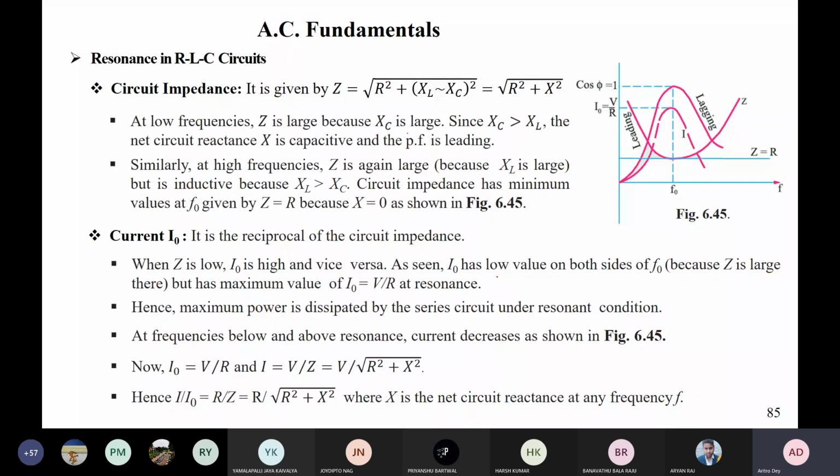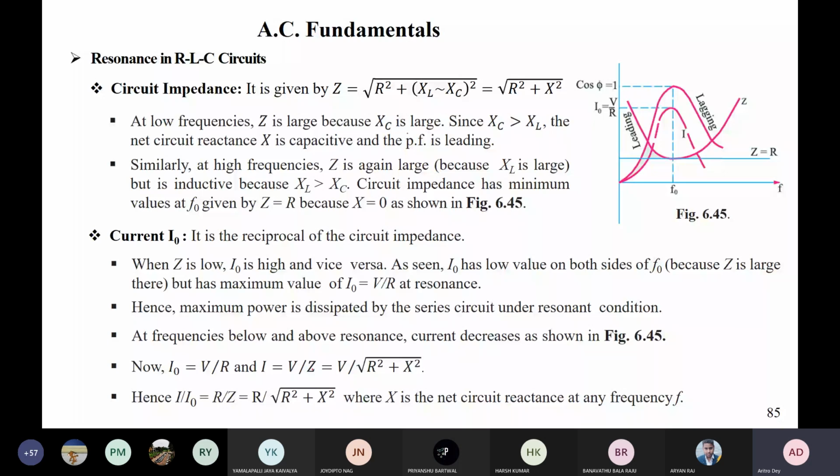And as seen, I0 has a low value on both sides of F0, because Z is large there, and the maximum value is V by R. Hence the maximum power is dissipated by the series circuit under the resonant condition that we have already discussed. Frequency below and above resonance, the current decreases, as you can see. I0 is equal to V by R, and other than I0 it is V by Z, which is V by square root of R square plus X square.